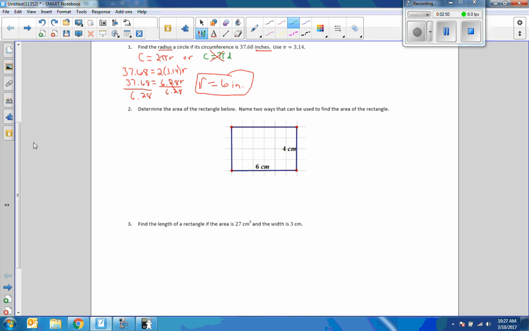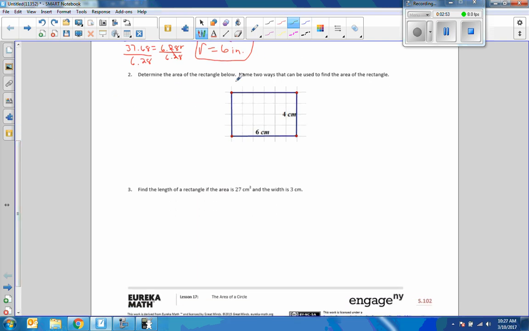Okay, number 2. It says to determine the area of the rectangle below. Name 2 ways that can be used to find the area of the rectangle. First of all, pause the video, see if you can do these, and then come back and I'll show you the 2 ways. Process 1. The formula is area equals length times width, which is 6 times 4. So the area equals 24 centimeters squared.